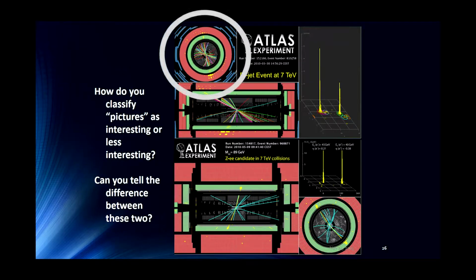I don't have my props. If I took a piece of paper and I folded it into a cylinder and I pointed it head on at you, what you would see is a circle. And so what you're seeing over here is the end view of our detector.